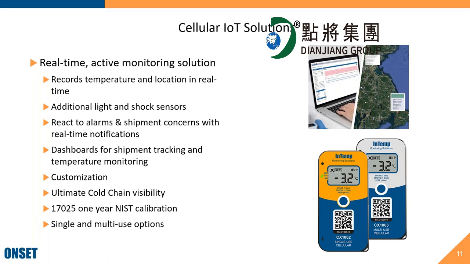We provide dashboards so you can see where the shipment is. You can go into the dashboard and get additional information. Again, it's all real time, so it's constantly updating. You're able to customize it just like our Bluetooth loggers, and they come with the 17025 one-year NIST certificate, just like them, and also single and multi-use options.